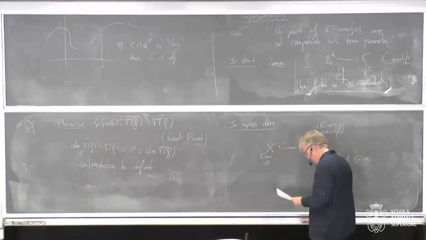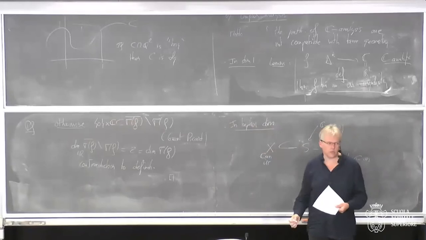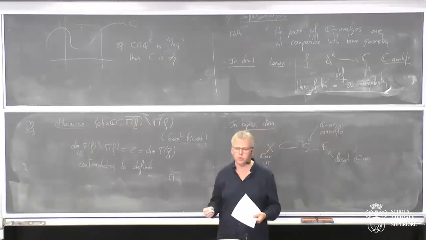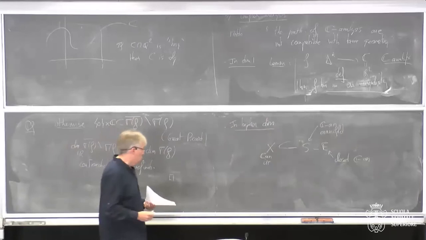And then you would like to understand what is the closure in S of that set. Does it have any natural complex analytic structure? And of course, the answer usually is no. Just look at the graph of the complex exponential. If you take the graph of the complex exponential in C square and take the closure in P2, you see that this is horrible at infinity. So the closure has no complex analytic structure at all.